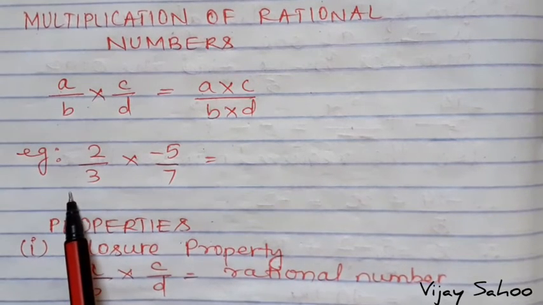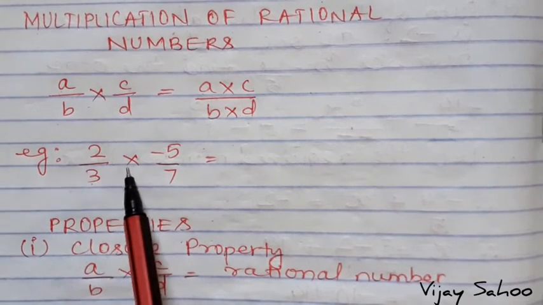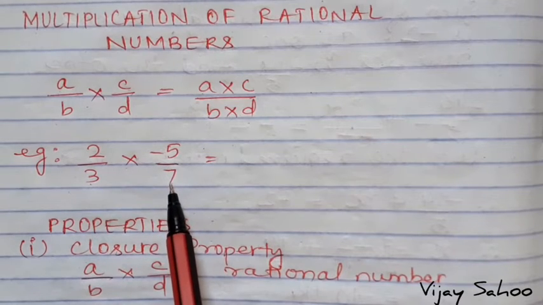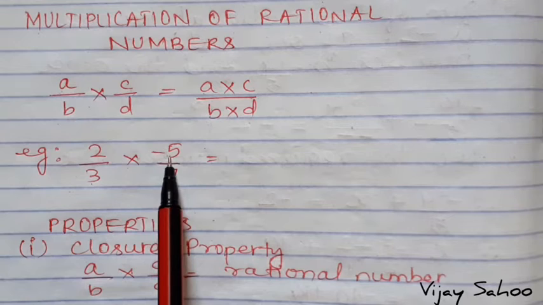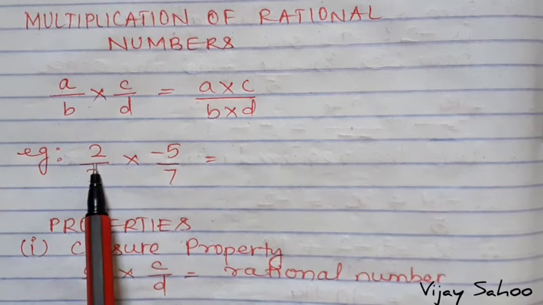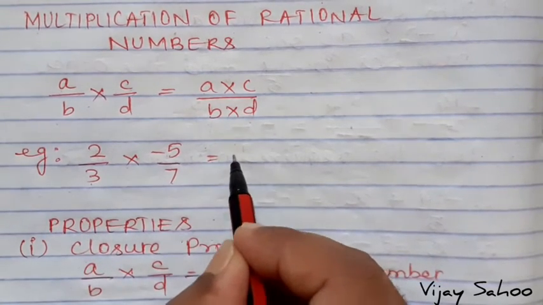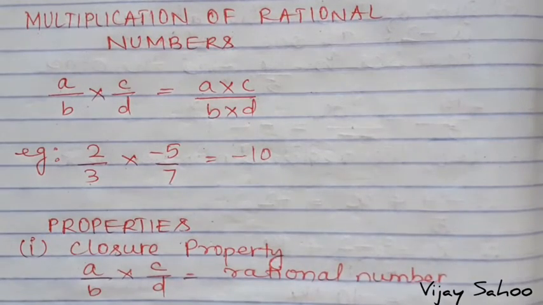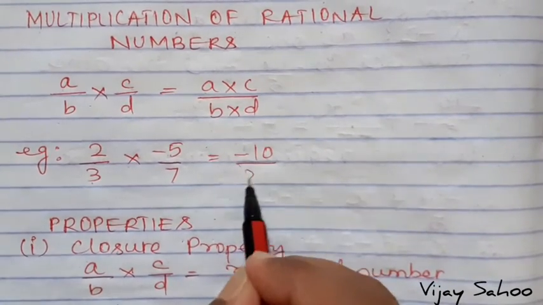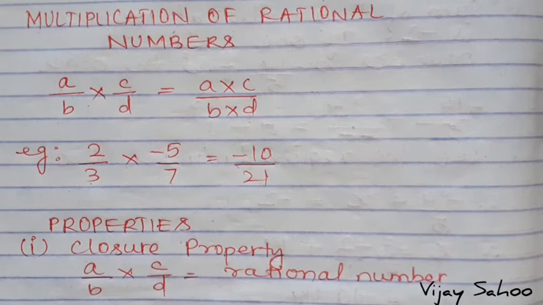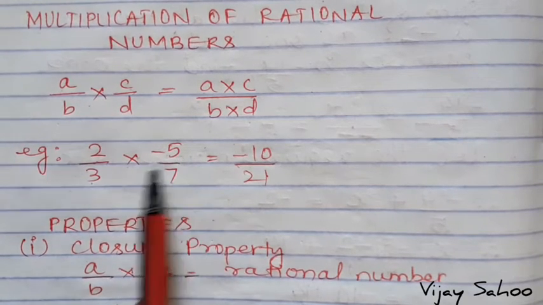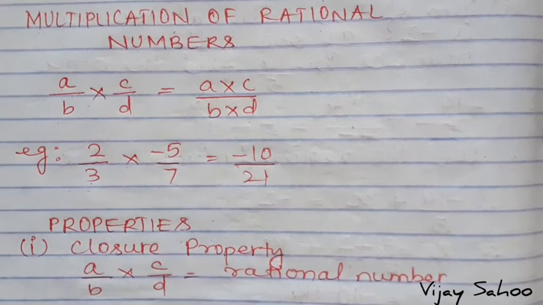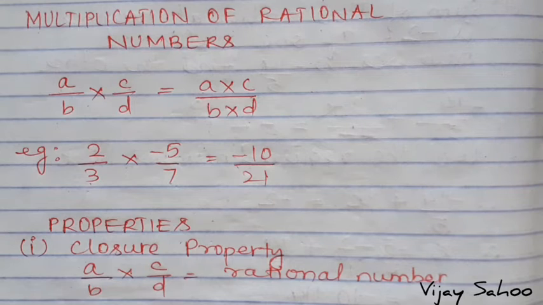Now we'll see one example, 2 by 3 multiplied by minus 5 by 7. We know that here cancellation is not possible. Now 2 multiplied by minus 5, what will be the answer? Minus 10. And 3 multiplied by 7 is 21. So we'll say that this multiplication will be in the form of A into C and B into D. This is a basic property.